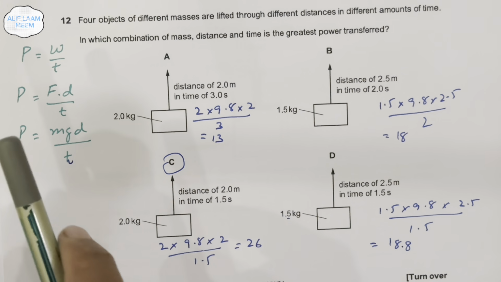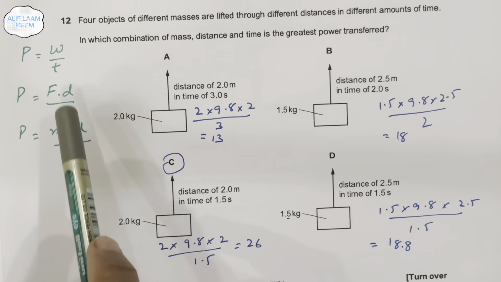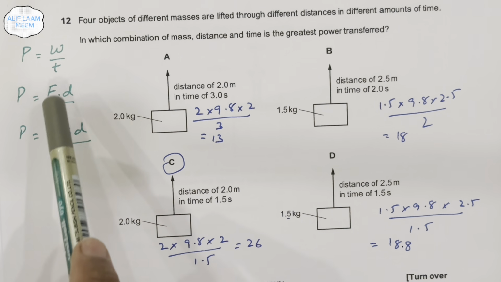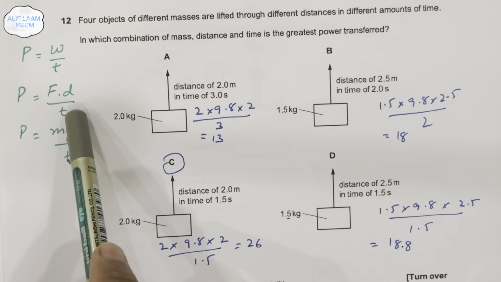So first we deduce the formula for the power, that is equal to W by T. Then we apply the formula of work, that is force times distance.